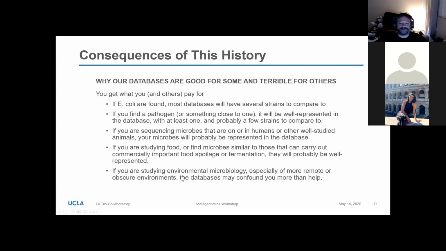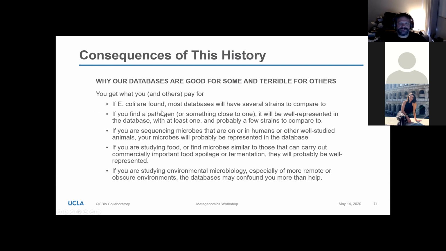So this brings us to our databases and why our databases are good for some and terrible for others. So you end up getting what you and the others pay for. The others often being the NIH actually, which I guess is funded through us. So if you find E. coli in your sample, I've got good news for you. You're going to be able to compare it to like the 100 closest strains of E. coli that are in the database. E. coli are very highly represented in databases.